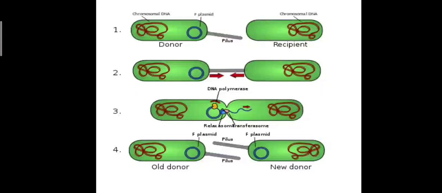Conjugation can be of two types, based on the presence of two mating types. In the first category, an F factor possessing bacterium mates with an F negative form. That is, here conjugation takes place between F positive and F negative cells. That is illustrated in this figure.